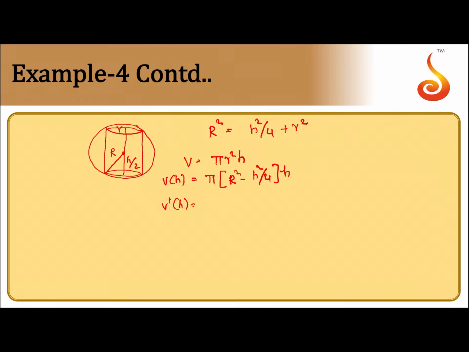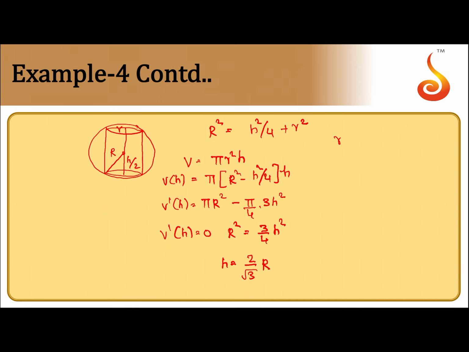Now V dash h will give you pi times capital R square. Derivative of h is 1, minus pi by 4. Derivative of h cube is 3h square. So we get V dash h is equal to 0, the condition for maxima or minima. We get capital R square is equal to 3 by 4 h square, or h is equal to 2 by root 3 capital R.